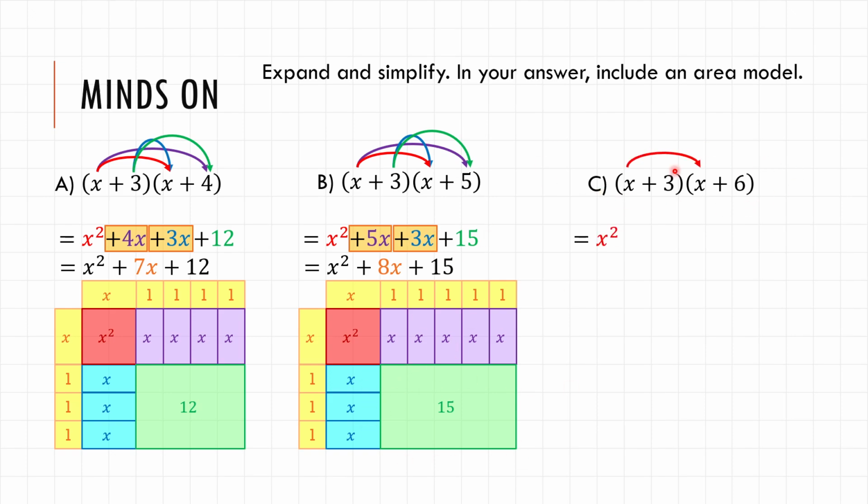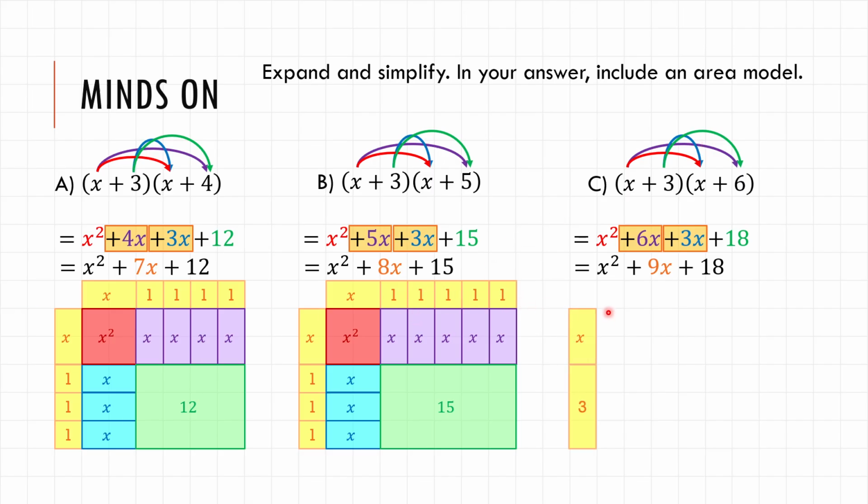Now, for this last one, that would be x squared plus 6x plus 3x plus 18. And the 6 and the 3 obviously can combine to give me 9x. And now I'm going to do an area model a slightly faster way because I'm getting a little tired of writing these 1, 1, 1, 1, 1 here. I'm just going to put x, and then I'm going to put a tile. I'm going to say this length is a length of 3.